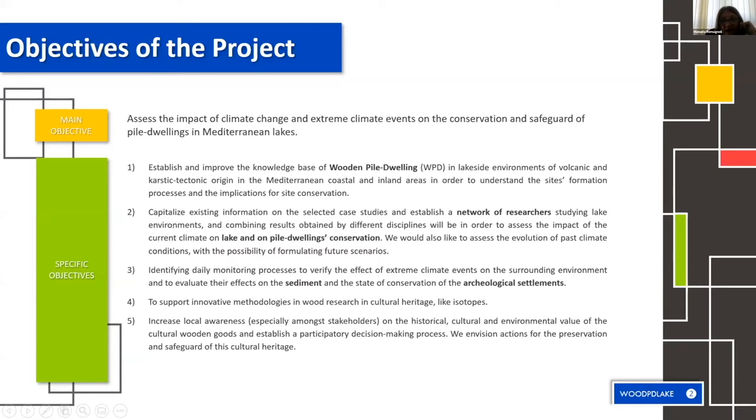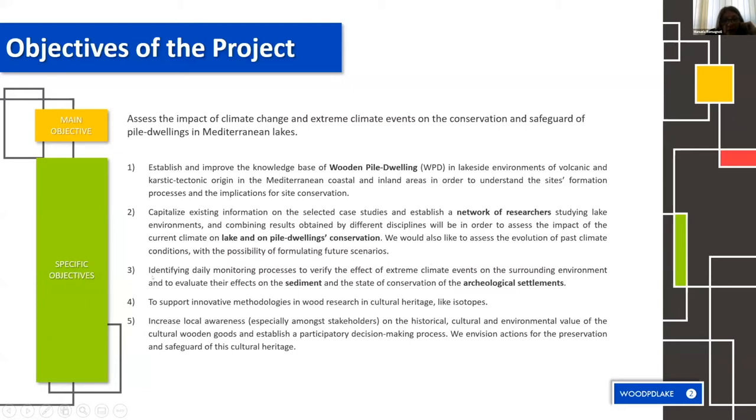The second specific objective is to capitalize existing information. We realized that there are investigations in our case studies and in general on lakes in the Mediterranean area, but it is what is named gray literature. So it's quite difficult to have access to and read the existing literature. So we would also like to capitalize and organize the information and establish as much as possible a network of researchers who are interested in studying the lake environment.